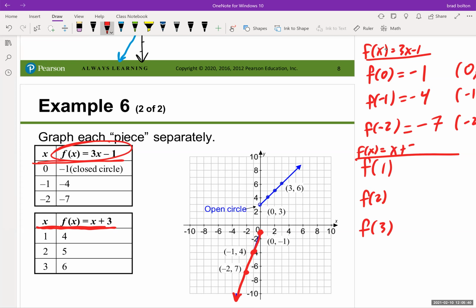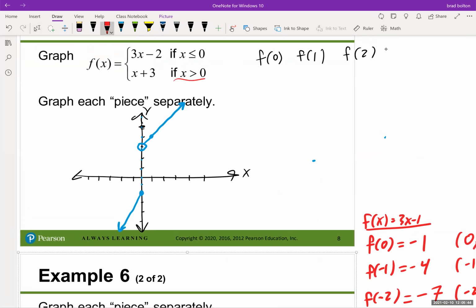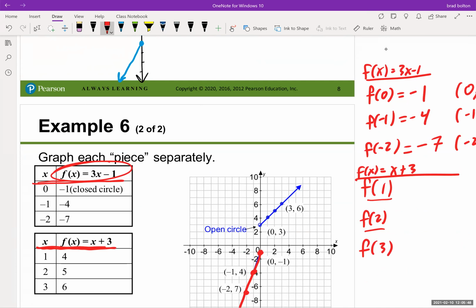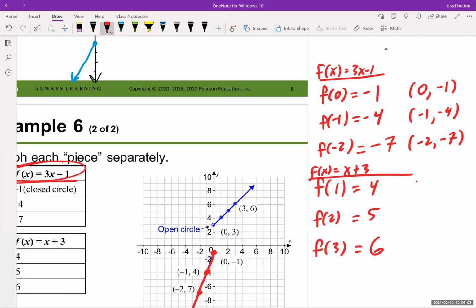Now, similarly, they do that for f of x equals x plus 3. And again, let's look at x plus 3. X plus 3 says x has to be greater than or equal to 0. And these are all x greater than or equal to 0. Okay, so when I plug 1 in there, I get 4. When I plug 2 in there, I get 5. When I plug 3 in there, I get 6. Same as they got. It's the same table, okay? Now let's do our xy coordinates. This is 1, comma 4. This is 2, comma 5. This is 3, comma 6.